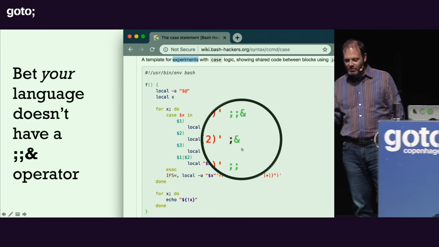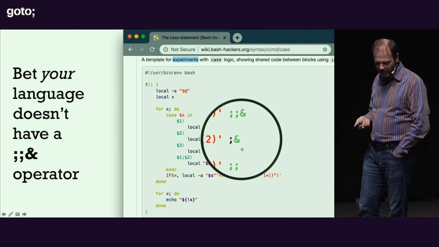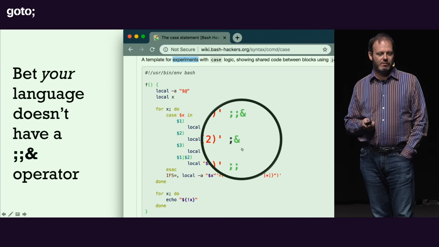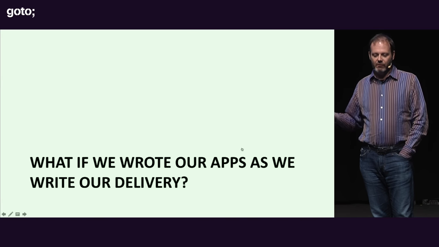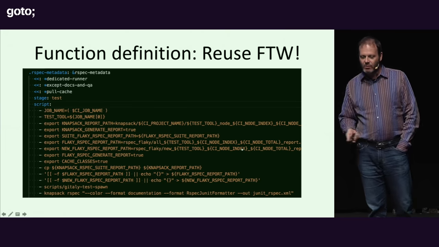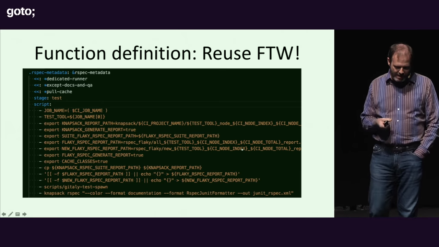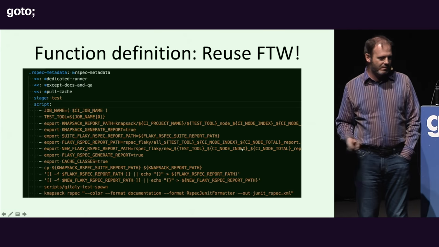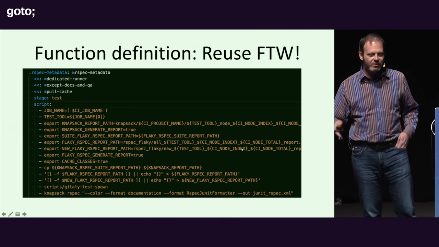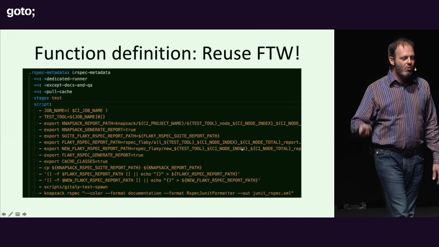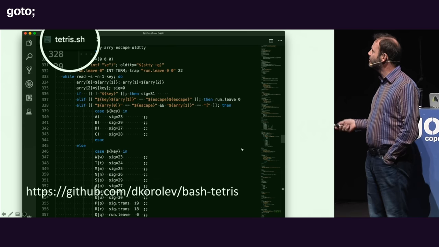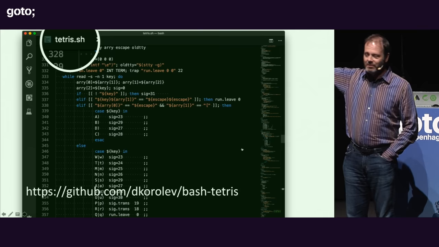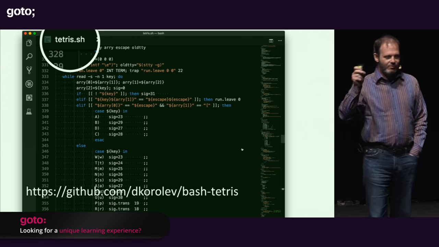So I think it's legitimate to ask the question when we look at this kind of thing which we're familiar with from delivery: what would it be like if we wrote our applications the way we deliver them? If we wrote our applications as we write our delivery, we'd start off in YAML. So this is again from the GitLab CI file. This is essentially a really nice imperative programming model. There are languages that have these fancy concepts like loops and recursion. You don't need that. You can just do it all in YAML and call out into bash. And of course, bash is so powerful that you can actually implement Tetris in bash. This URL, this really works. Pretty impressive. I think it's about 900 lines of bash, and it actually is a game that you can play.